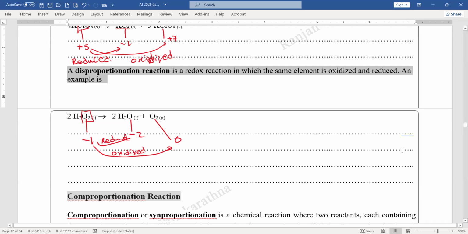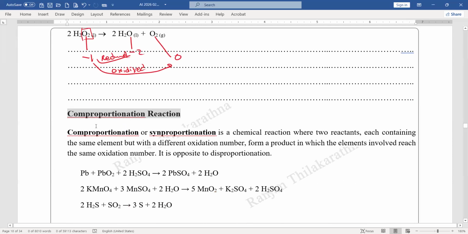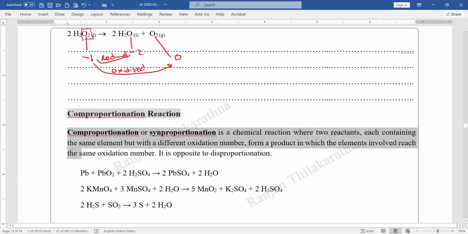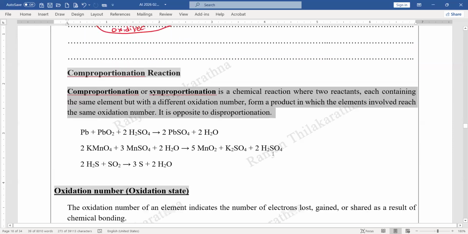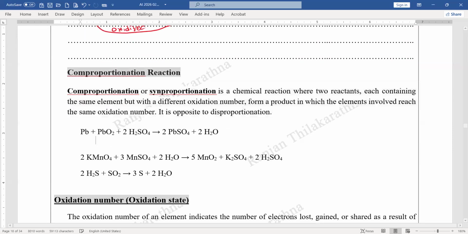And the reverse of that is known as the comproportionation or synproportionation reaction. The comproportionation or synproportionation is a chemical reaction where two reactants, each containing the same element but with different oxidation numbers, form a product in which the element is in the same oxidation state. It is maybe the opposite of disproportionation.